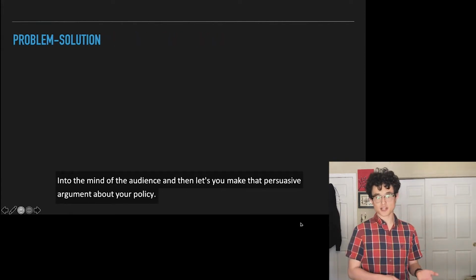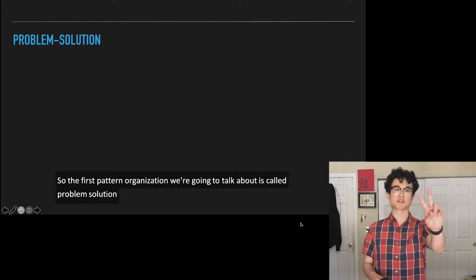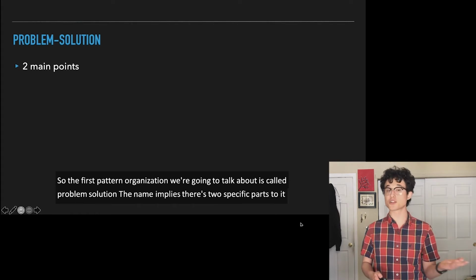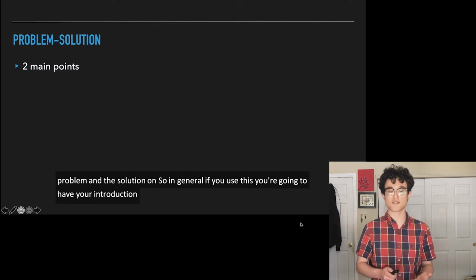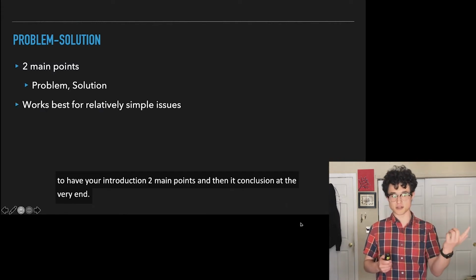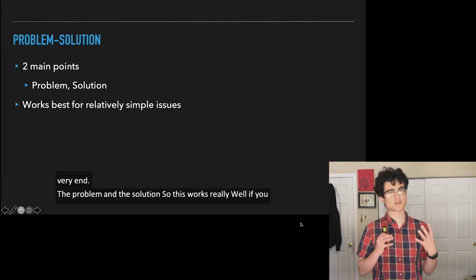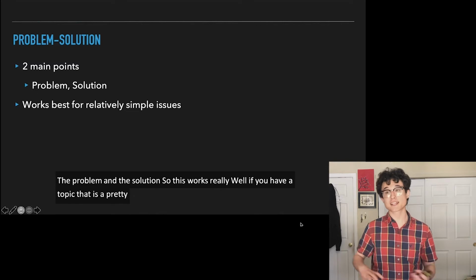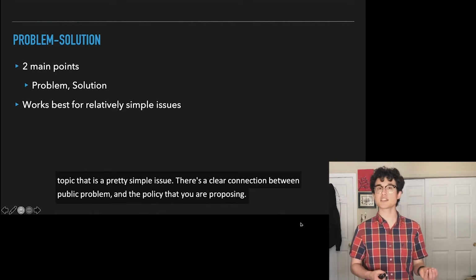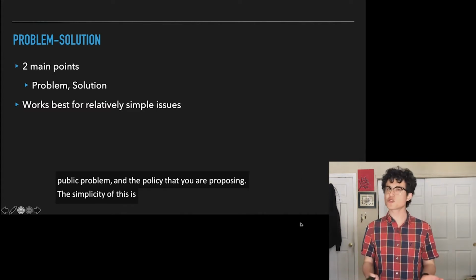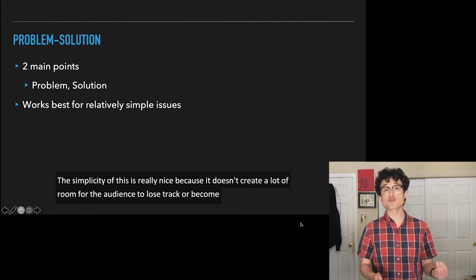So the first pattern of organization we're going to talk about is called problem solution. Like the name implies, there's two specific parts to it, the problem and the solution. In general, if you use this, you're going to have your introduction, two main points, and then a conclusion at the very end: the problem, and then the solution. This works really well if you have a topic that is a pretty simple issue. There's a clear connection between the public problem and the policy that you are proposing. The simplicity of this is really nice because it doesn't create a lot of room for the audience to lose track or become confused about what the issue is. So this is really good if it's simple.